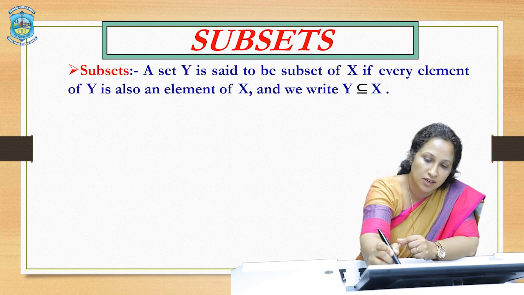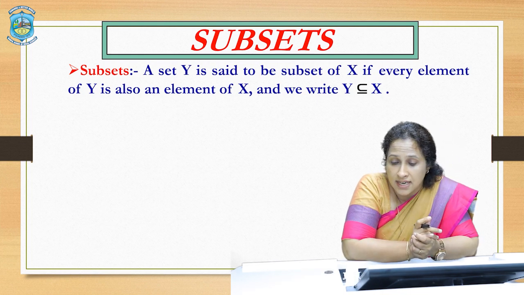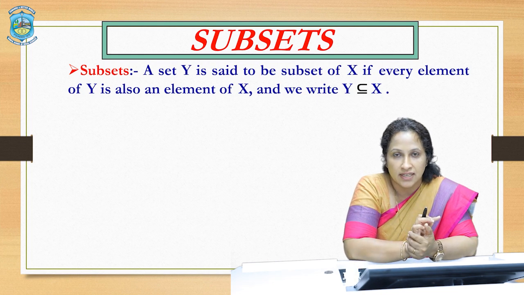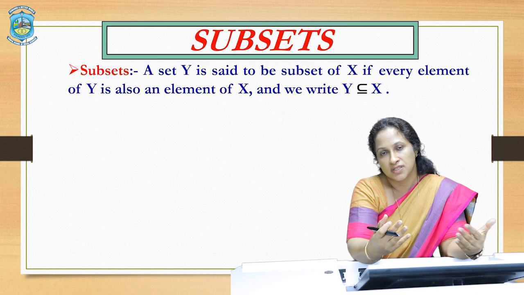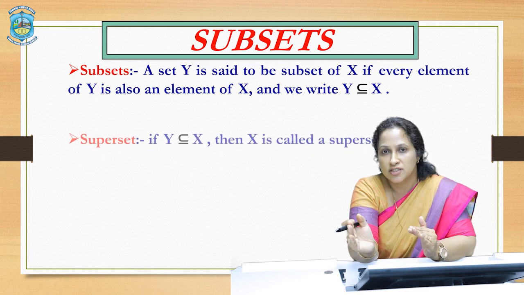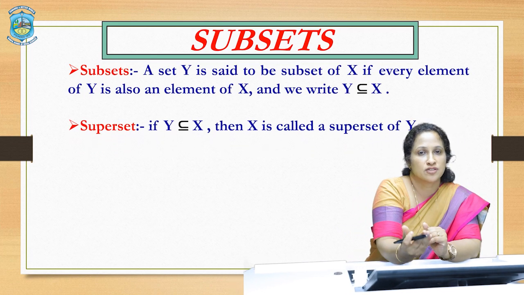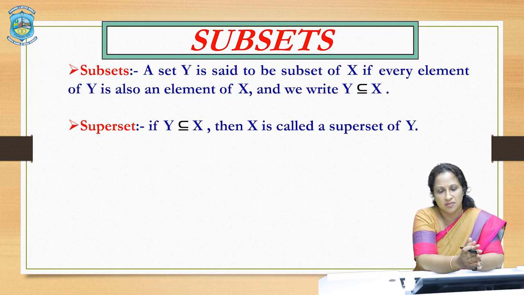So, this is the symbol of subset. We write it as a C with an equal to sign underneath. This is the symbol of subset. Now, just the opposite is the superset. If Y is a subset of X, then X is a superset of Y. So, just a very similar understanding.